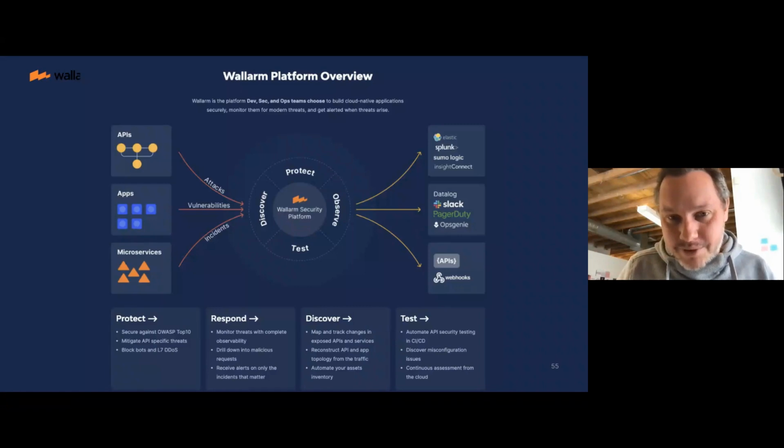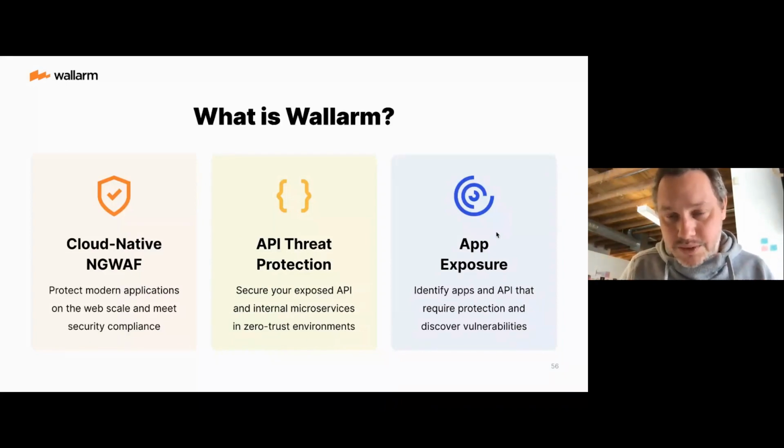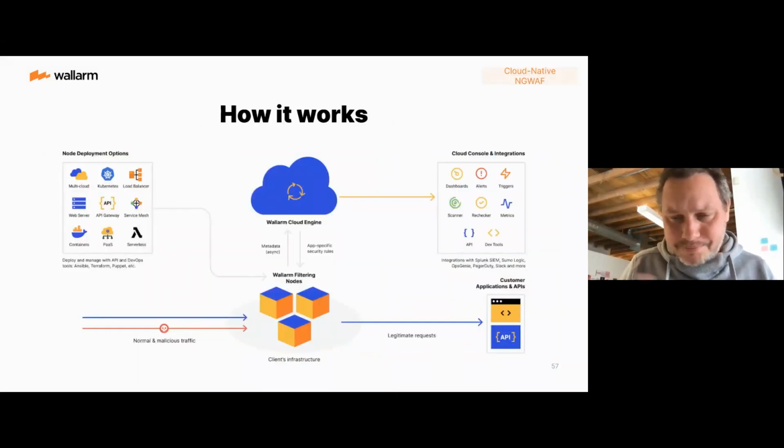We also have a testing product that can automate API security testing, being a part of your CI pipelines. And of course, everything is cloud native, so it's ready to use in your Kubernetes environments. One of the three major things when we describe ourselves is a cloud native next-gen WAF to protect all your applications, an API threat protection module to protect your APIs, and app exposure, which identifies and scans everything you have exposed to find vulnerabilities, because you need to constantly assess what you have out there.